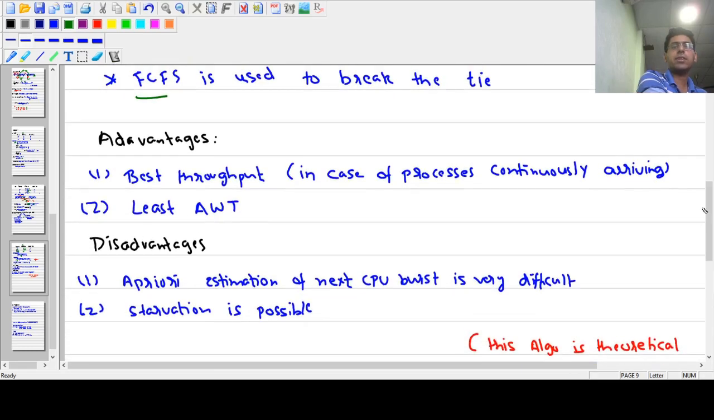Its advantages are that throughput is high in case of processes continuously arriving, and it has the least average waiting time. Intuitively we can see these things.